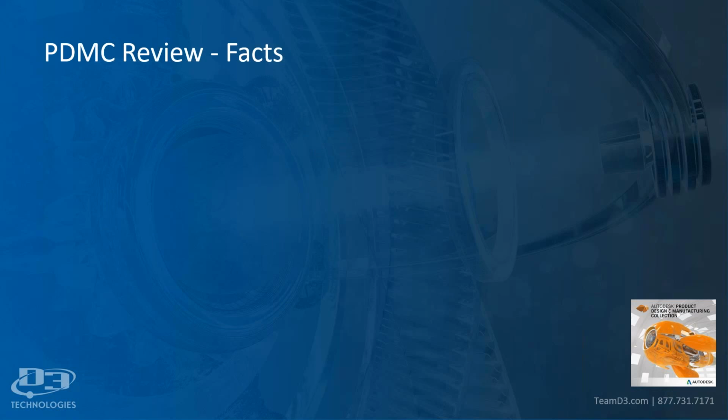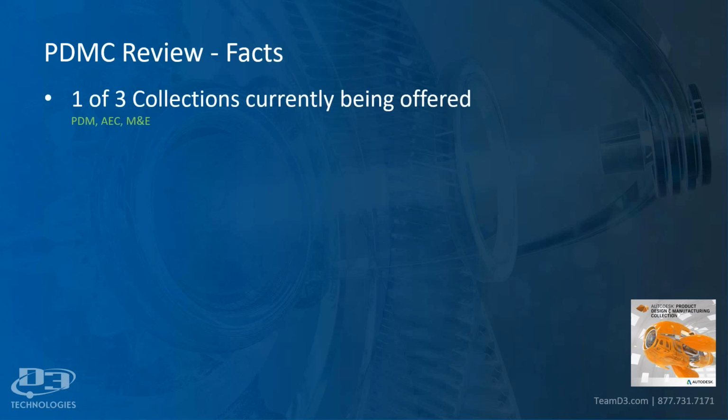So I wanted to start off with some facts for the Product Design and Manufacturing Collection. The first fact is this is one of 3 collections currently being offered by Autodesk. We have the Product Design and Manufacturing Collection. We also have the Architectural, Engineering, and Construction Collection, and of course the Media and Entertainment Collection. So there's 3 different ones, very specific to their industry. And when we say collection, it is really a collection of software bundled together.